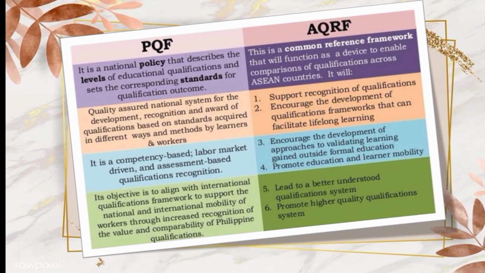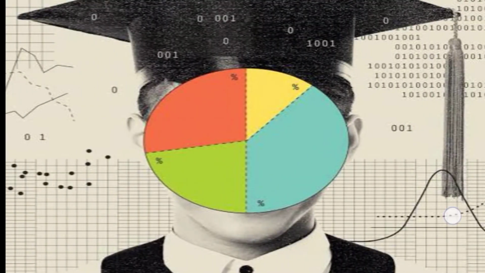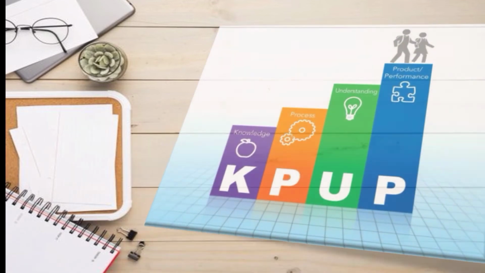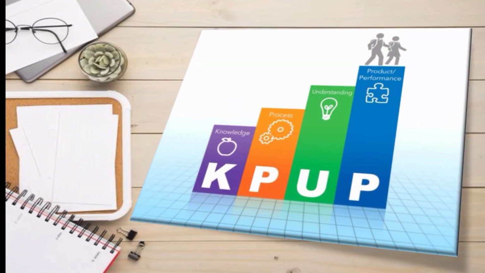So here is how the PQF and AQRF compare. Okay, now how can learning outcomes be measured? Through the use of assessment tools. So now we will have the assessment tools, but before we learn the different assessment tools, we will have the KPUP first: knowledge, process, understanding, product, or performance.